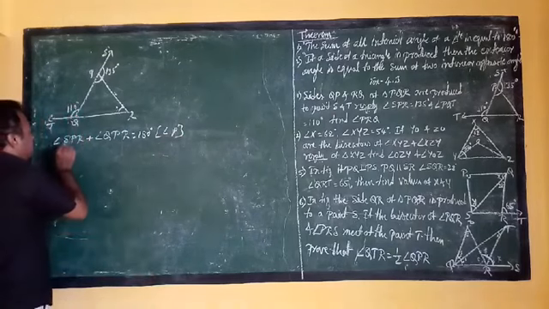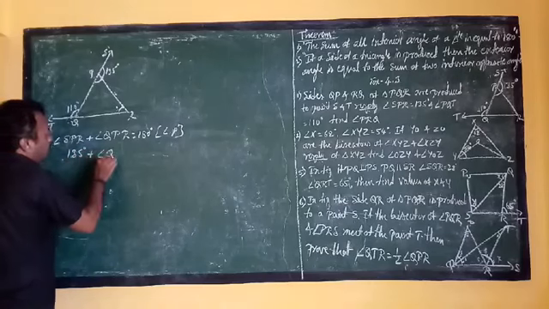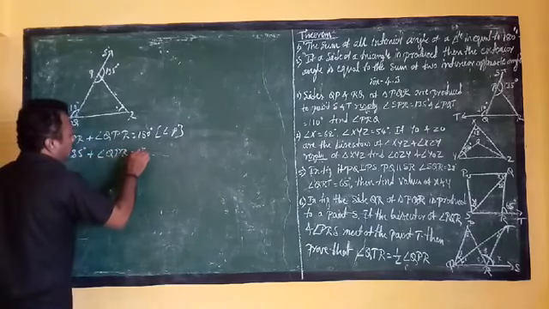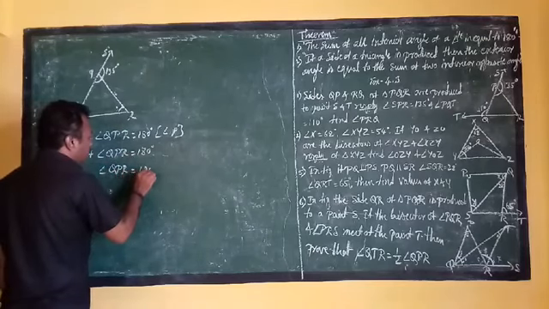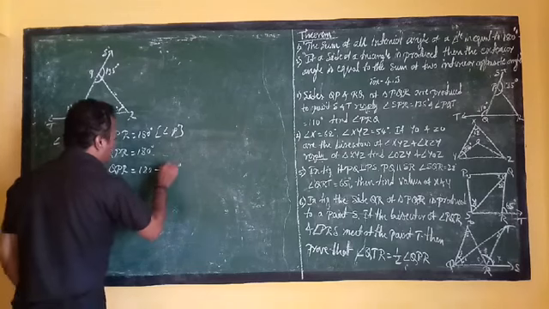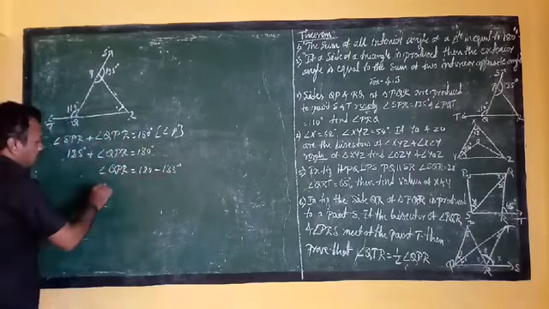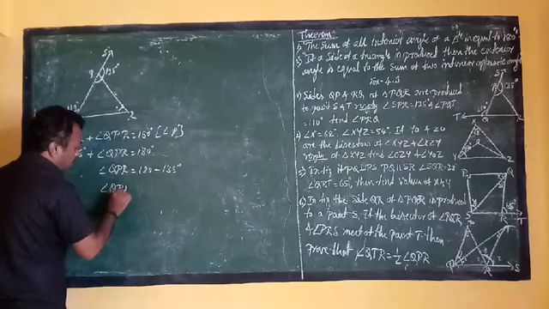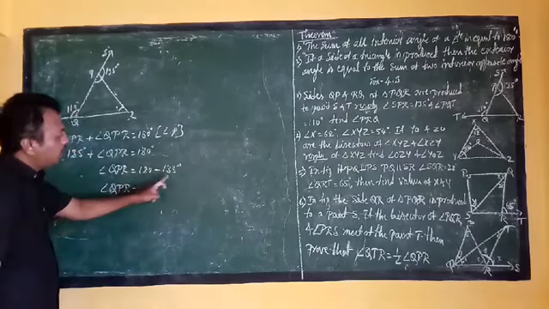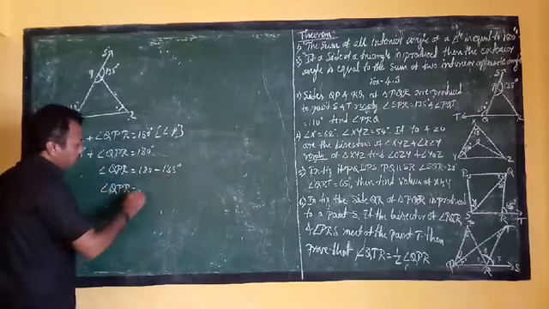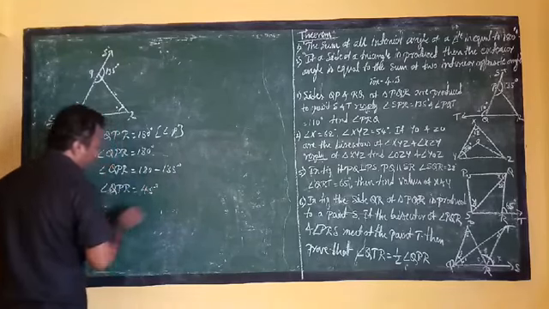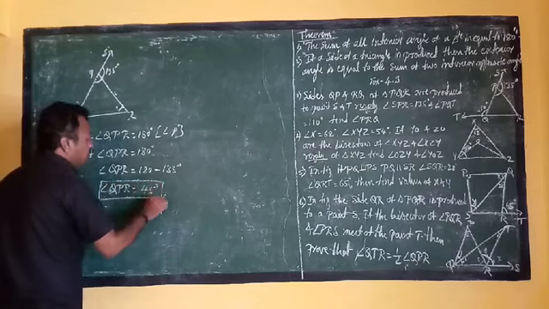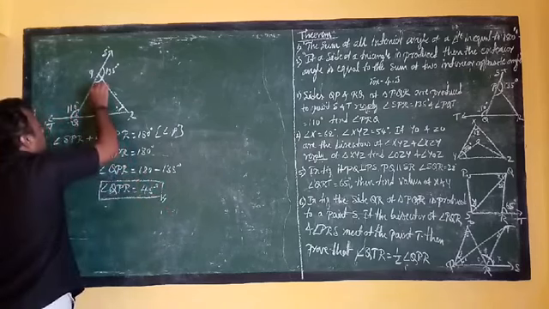Now SPR is how many degrees? 135 degrees plus QPR, which we want to calculate, is equal to 180 degrees. So QPR is equal to 180 minus 135 degrees. Therefore angle QPR is equal to 180 minus 135, which becomes 45 degrees. So QPR is equal to 45 degrees. Okay students, this is 45 degrees.